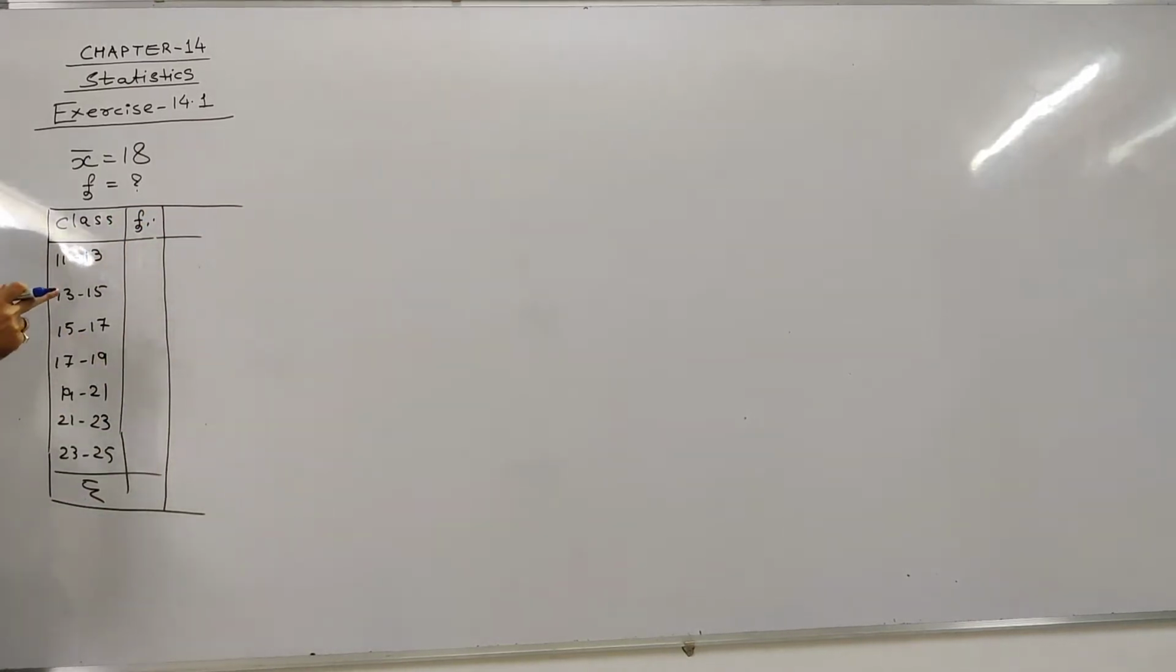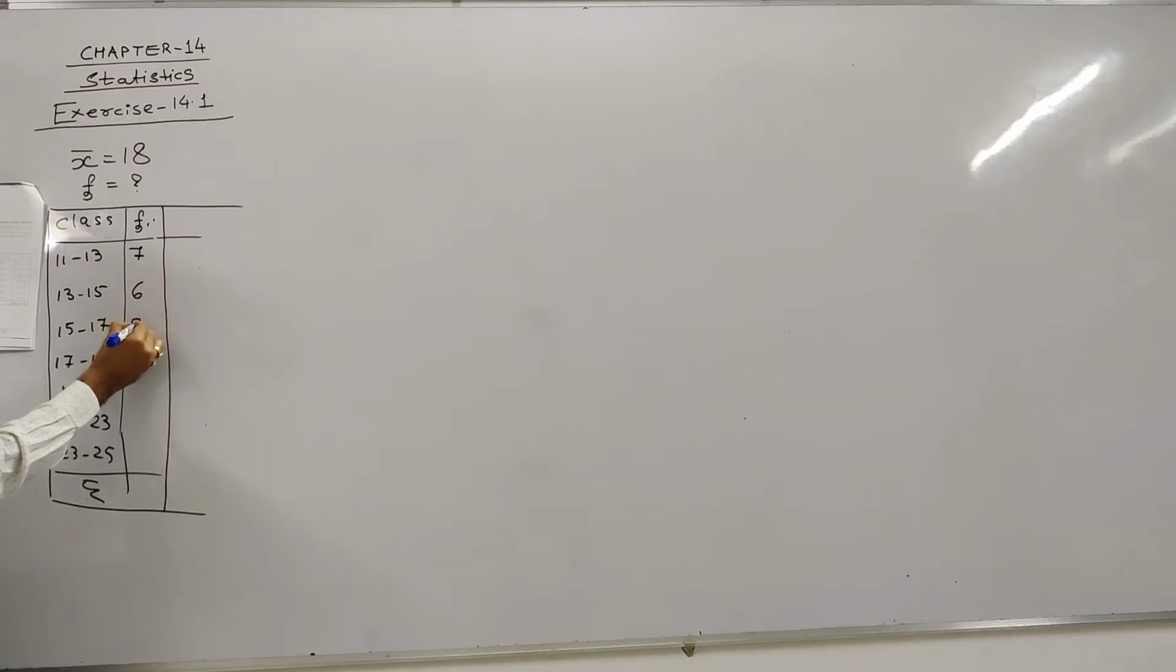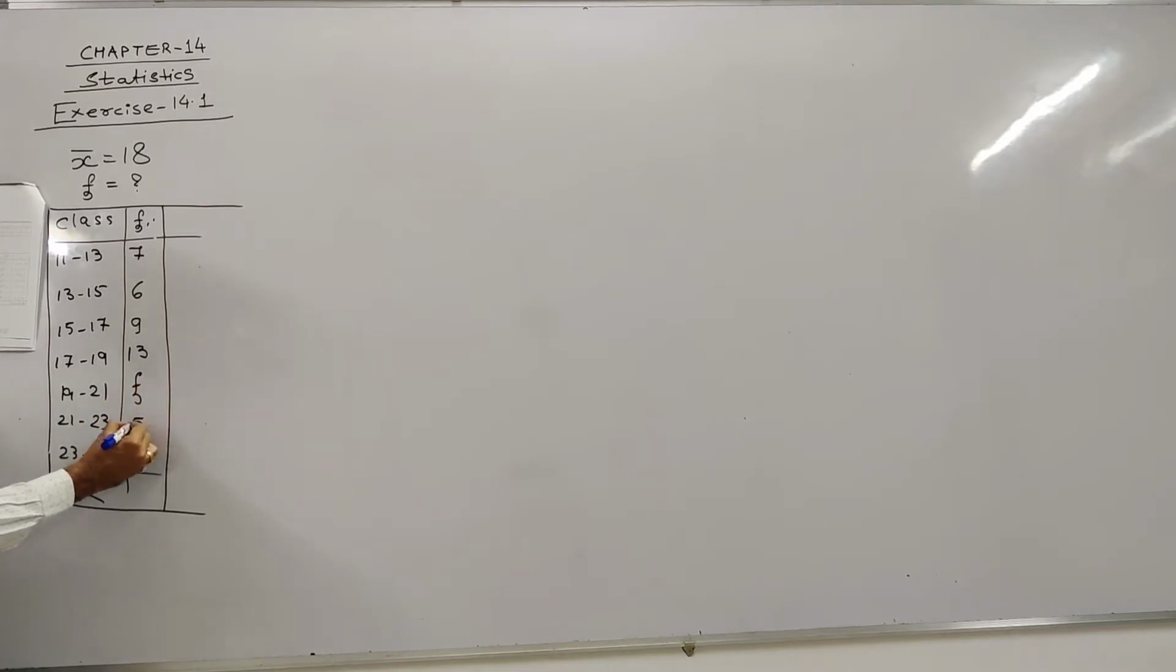Horizontal line is given to you. We are converting it into a vertical line. 7, 6, 9, 13, one missing frequency, that is f, 5, and here 4. This is given to you. X bar is also given. Then you have to find out the missing frequency. Well, now let me solve this example.